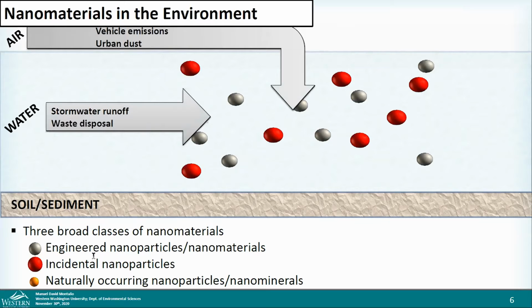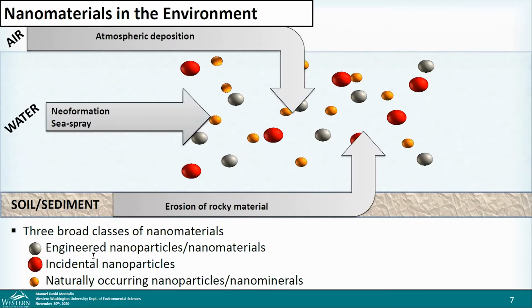And then all of those particles are swamped in comparison with the amount of naturally occurring nanoparticles and nanominerals that are present in the environment, which are formed from the erosion of rocky material, neoformation, sea spray, and atmospheric deposition. So even though we're talking about microplastics today, I'm just trying to draw your attention to the fact that this is a colloid science problem that I'm really trying to address.